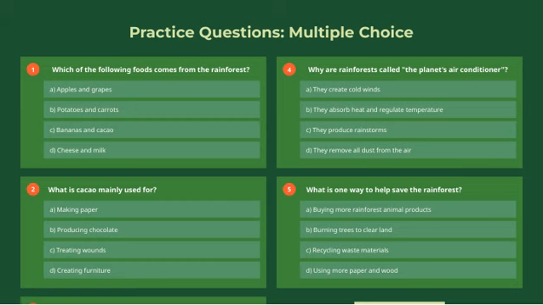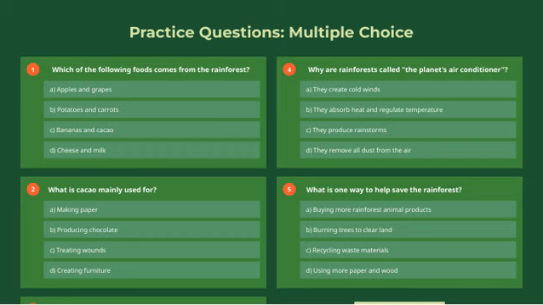Finally, what is one way we can help save the rainforest? Buying more rainforest animal products. That could harm it. Burning trees. Definitely not. Recycling waste materials is a great way to reduce our impact. Using more paper and wood. That would likely contribute to deforestation, not help.